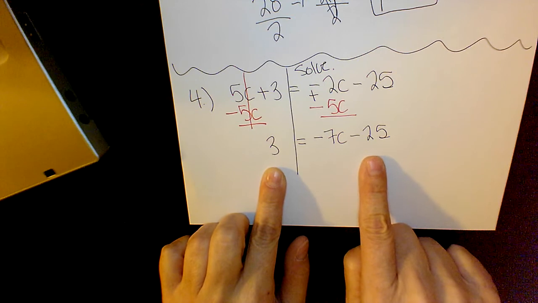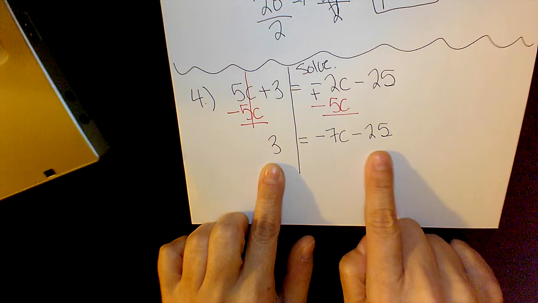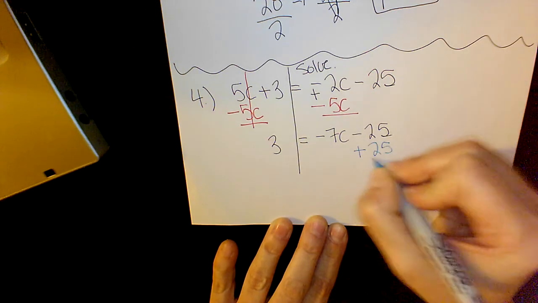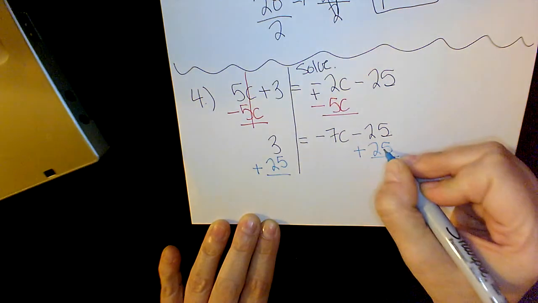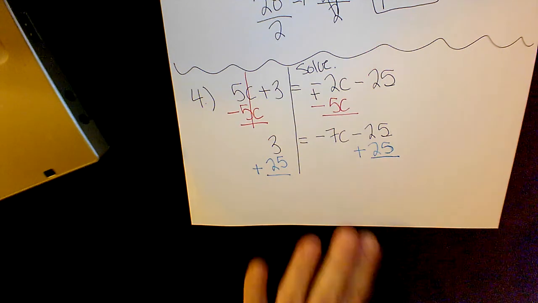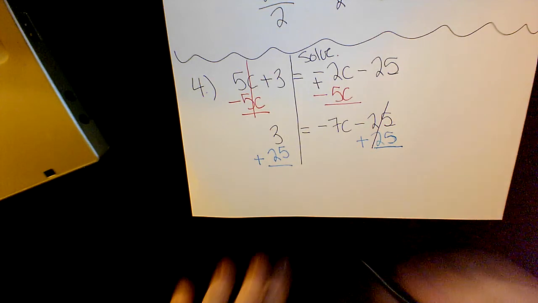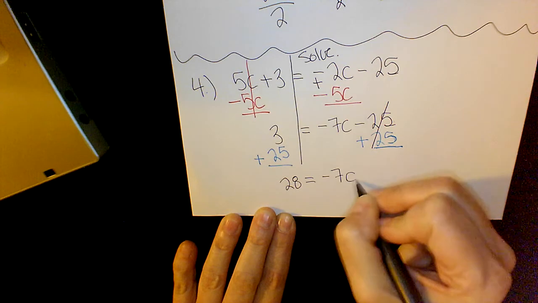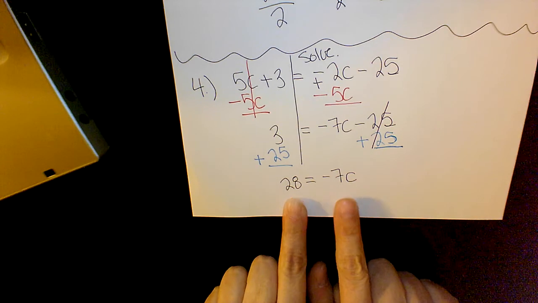and I want to get rid of the minus 25. I have numbers on both sides. So I want to get rid of this minus 25. So I'm going to add 25 to both sides. Okay. So these are going to go, and what's 25 plus 3? It's 28. And I'm going to bring this negative 7C down.